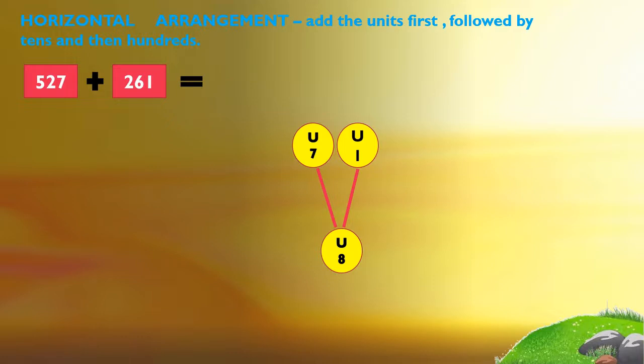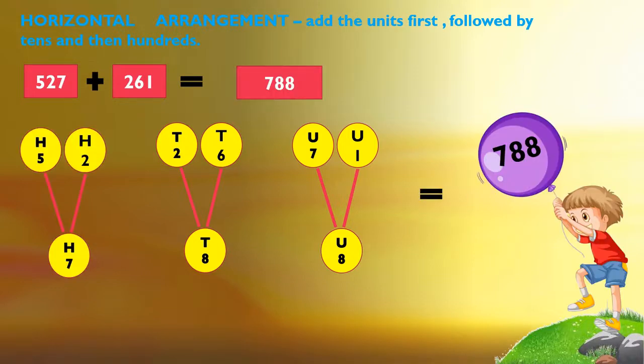We have 7 units plus 1 unit. 7 plus 1 gives us 8 units. In the tens place, we have 2 tens and 6 tens. When we add 2 plus 6, it gives us 8 tens. And then in the hundreds place, we have 500 and 200. When we add 5 plus 2, we get 700. So when we add the number 527 plus 261, we get the answer 788.